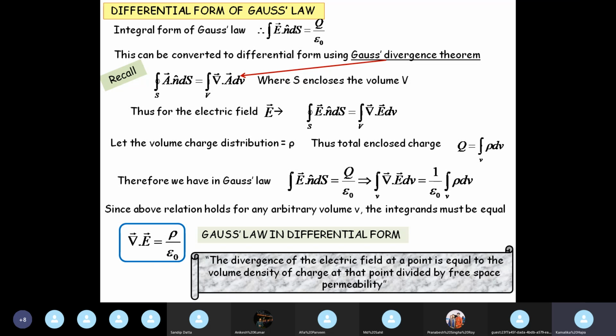Only you have to keep in mind the expression for Gauss's divergence theorem, and as I told you before also, that is a must. You must know Gauss's divergence theorem, and you must know Stokes' theorem also, which we will require at a later time. So that is the differential form of Gauss's law.